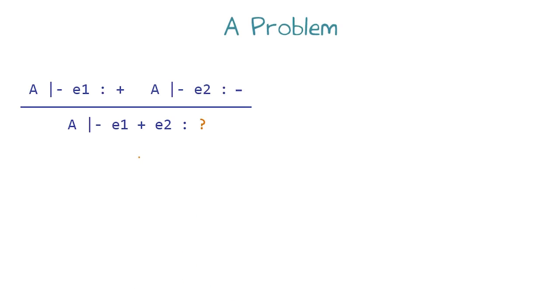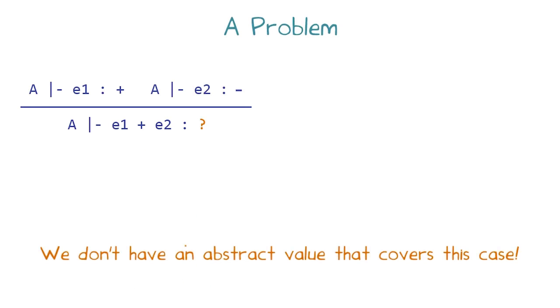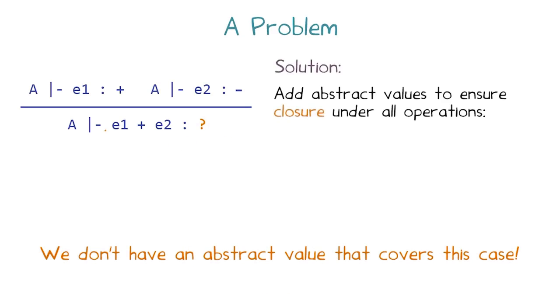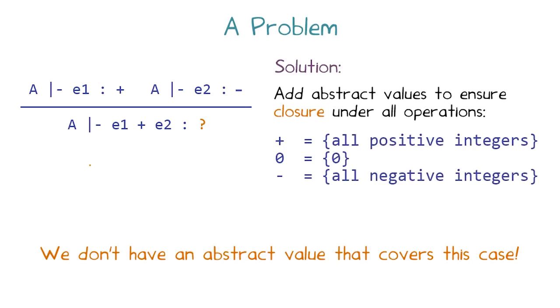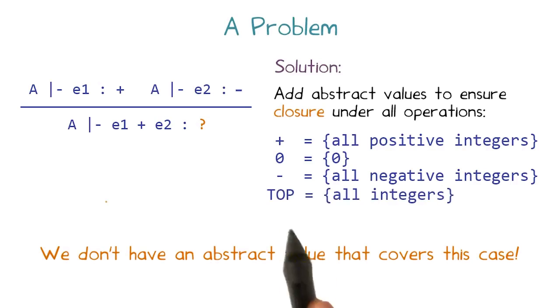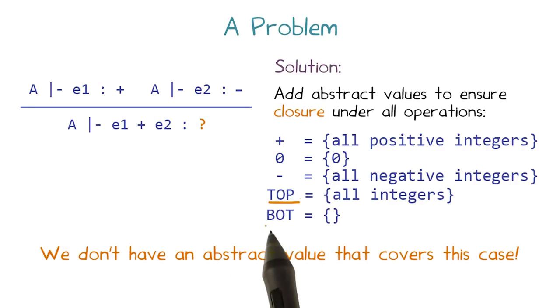We have a problem here. We don't have an abstract value that covers this case. How do we solve this problem? The solution is to add new abstract values to our system to make sure the system is closed under all operations. That is, there are no expressions with undefined abstract values. To our existing abstract values, we will add 2 additional abstract values. Top, which will represent the set of all integers, and bottom, which will represent the empty set.